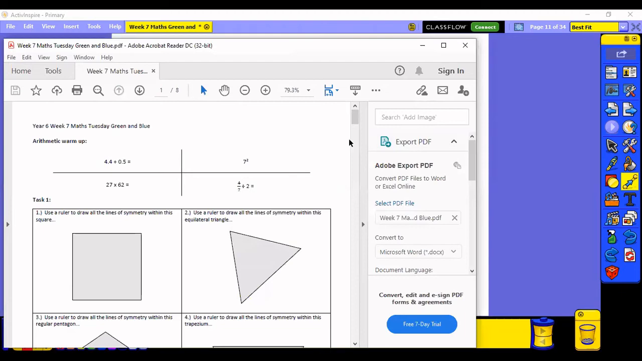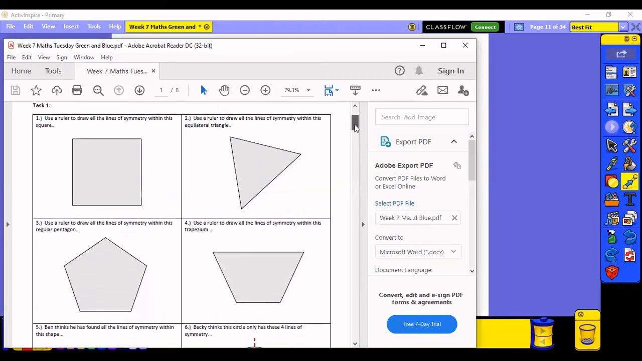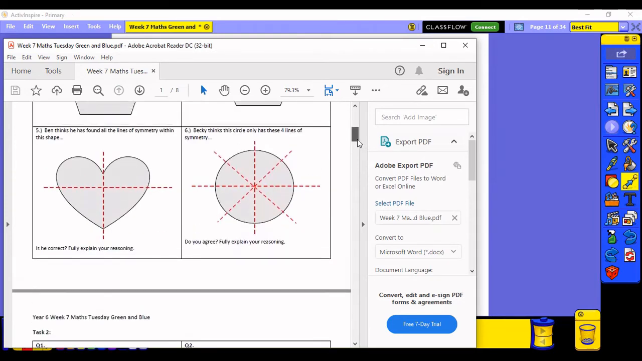So now it is over to you to do task 1. And as you can see, it's very similar to what we've just been doing. You will need to find the lines of symmetry within shapes and then explain and reason about other people's investigation and whether they are correct or not. So pause the video, have a go at task 1, and I'll see you back here for task 2.